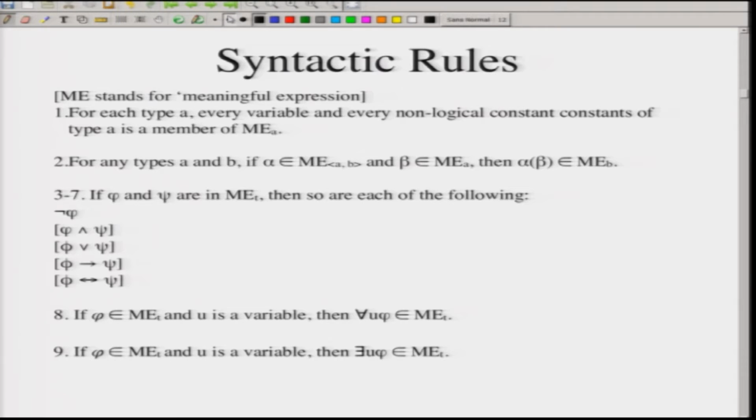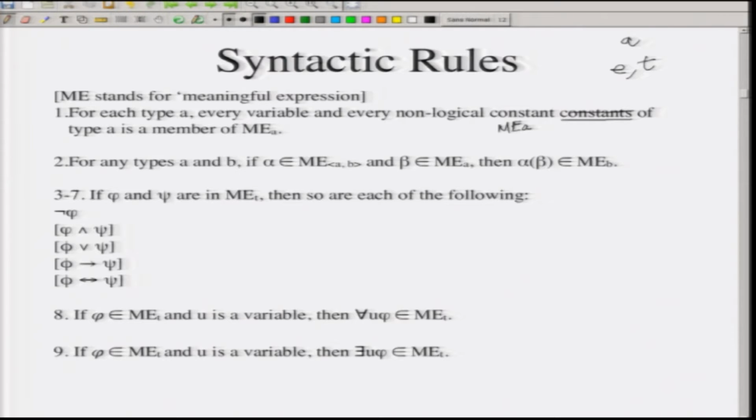So, rule 1: for each type A, every variable and every non-logical constant of type A is a member of MEA. And so we understand that MEA consists of entities and individuals and variables that stand for individuals. The next rule is very, very important. The first rule is meant for the basic types. There are two basic types, E and T. We haven't seen T yet.